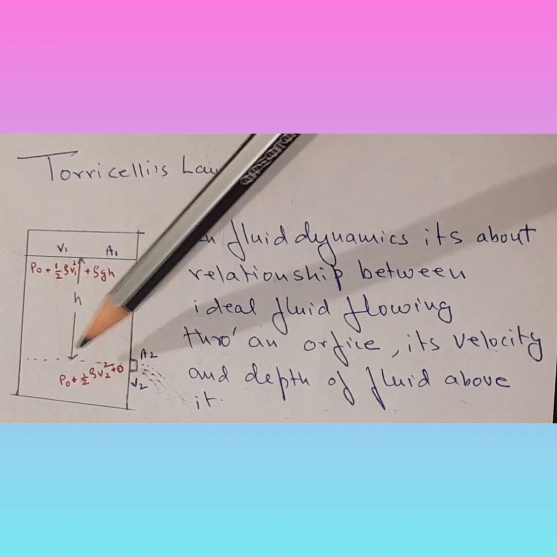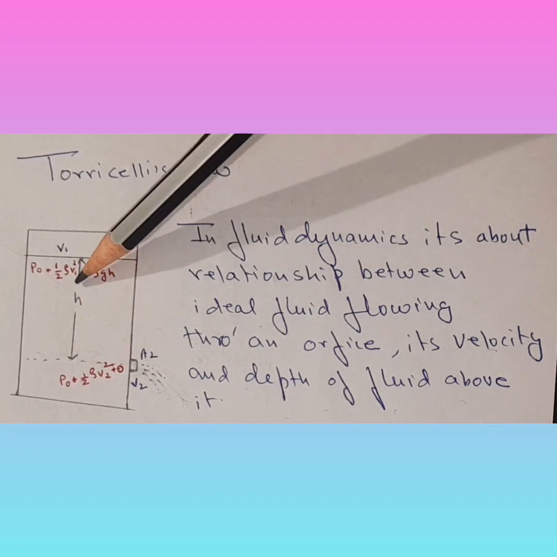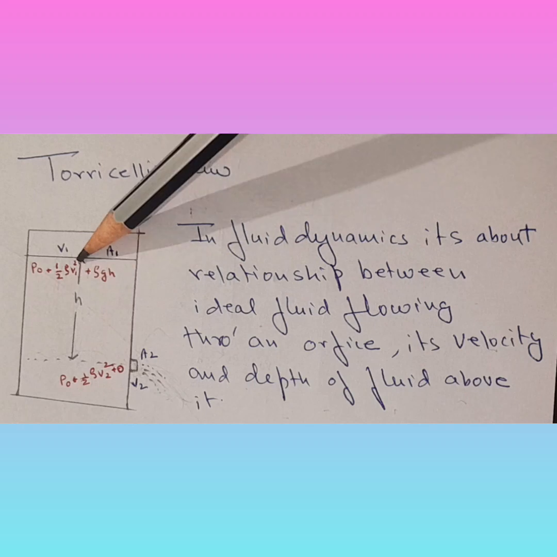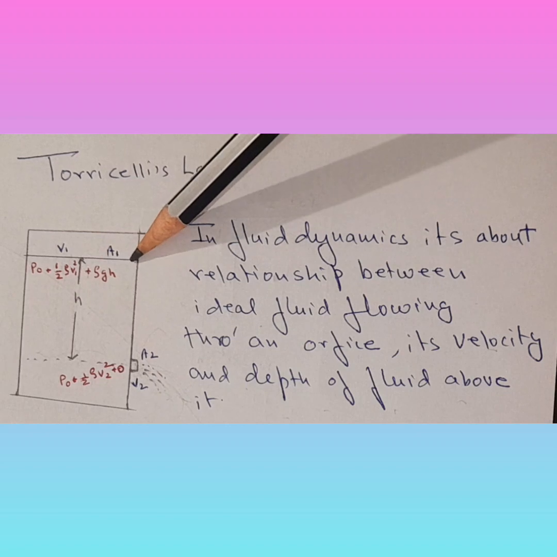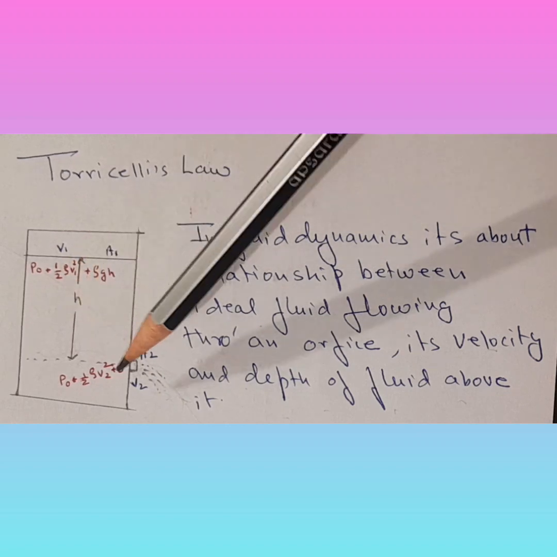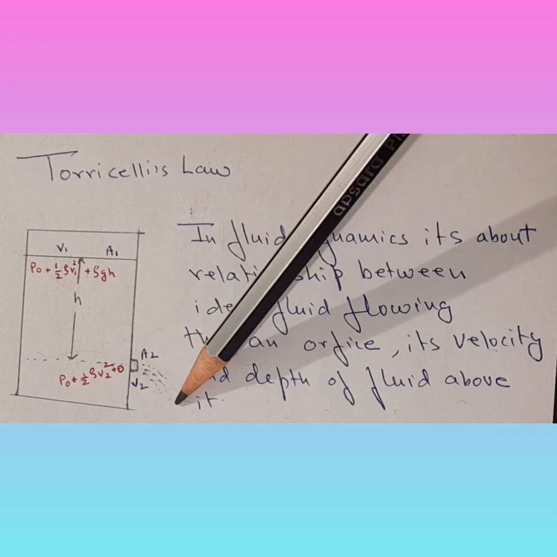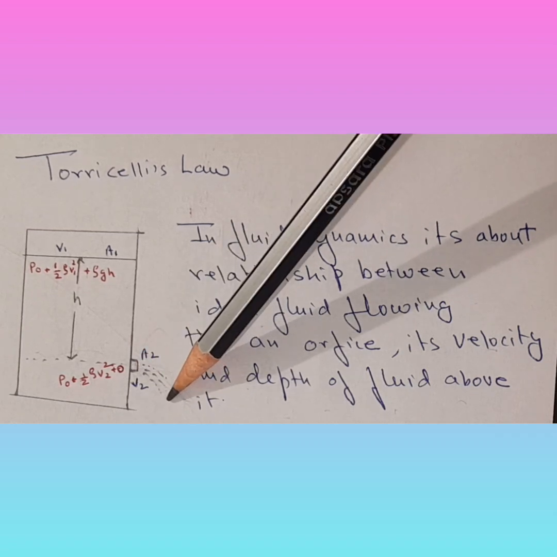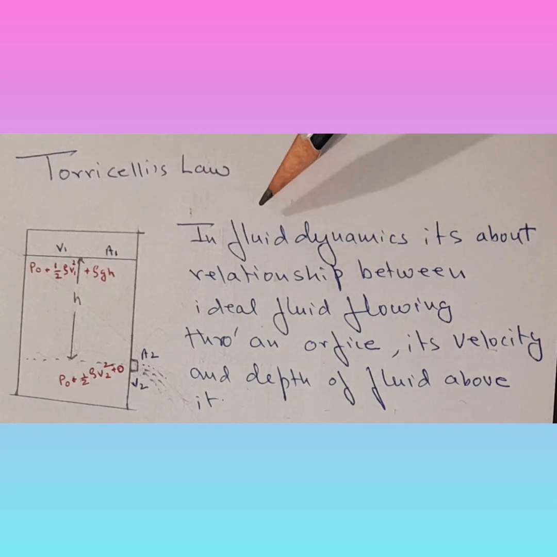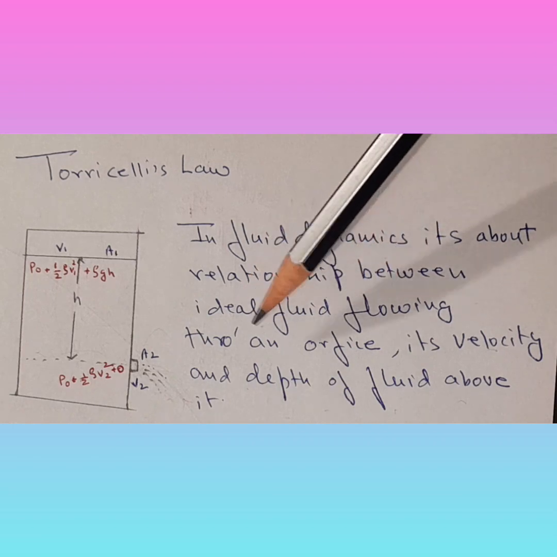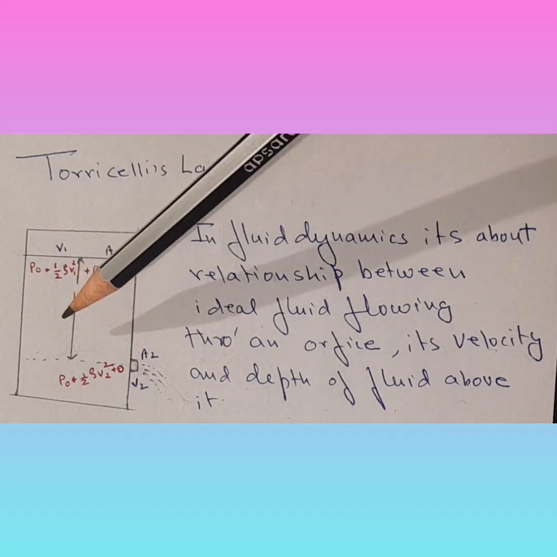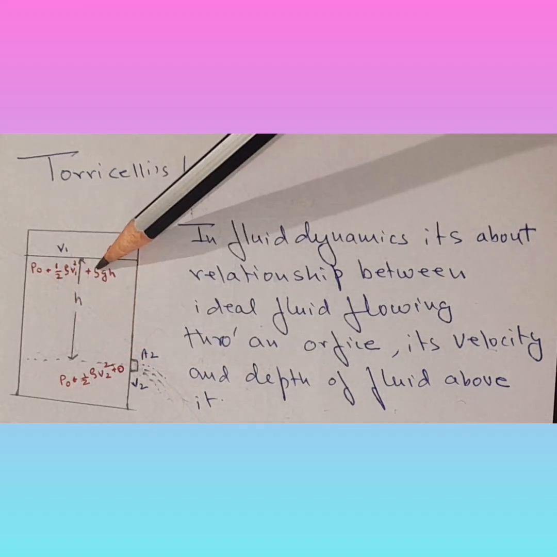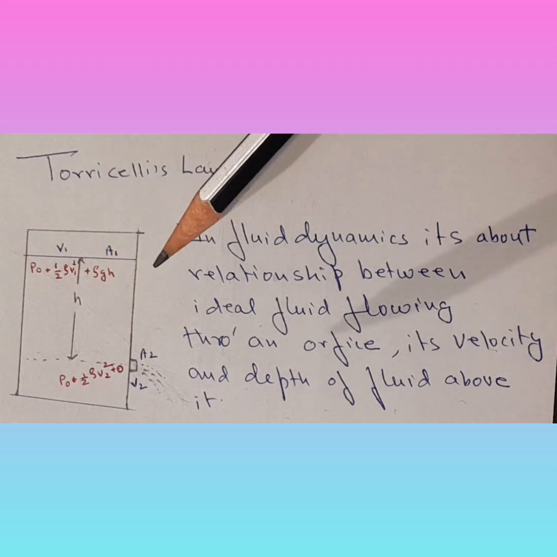of fluid, height of fluid above the level of orifice to the surface. So this is h, and the velocity that flows out through the orifice or aperture or opening. Now let's understand. In fluid dynamics, it's about the relationship between an ideal fluid flowing through an orifice, its velocity and the depth of fluid above it. So that's what Torricelli's law is.